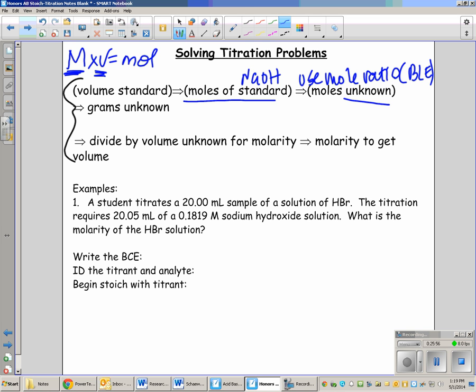And then once you get to moles of that, you can go anywhere. I can ask you to go to grams needed. So that's one option there, to go to grams from moles. Or I can ask you to go to molarity. Molarity's units are moles over liters of solution. Okay. So once we get to moles of our solute, or our unknown in this case, we can divide it by the unknown's volume. We can get to molarity.